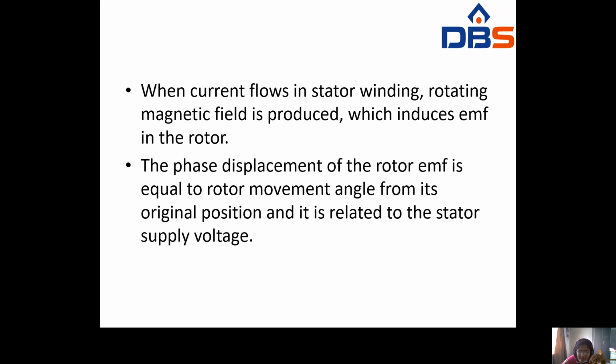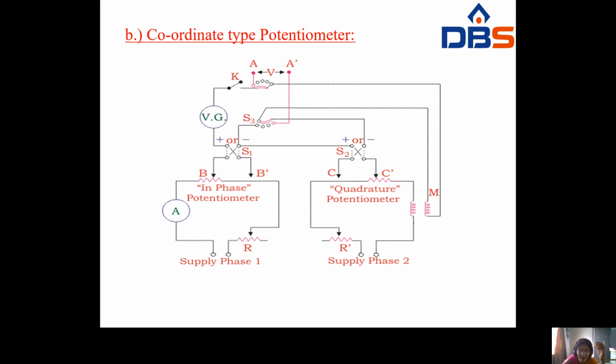Stator. So that means that is nothing but the supply. That is equal to the moment of the supply voltage. So that voltage will be equal to the stator, which is nothing but the unknown AC EMF value, found by using the polar type potentiometer. So next one is what? Coordinate type potentiometer.